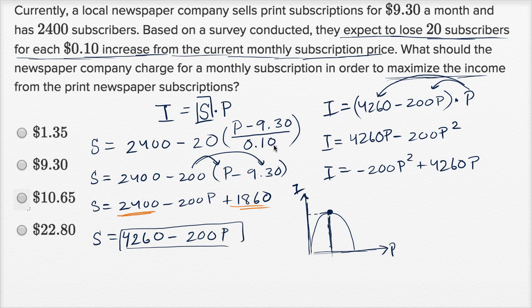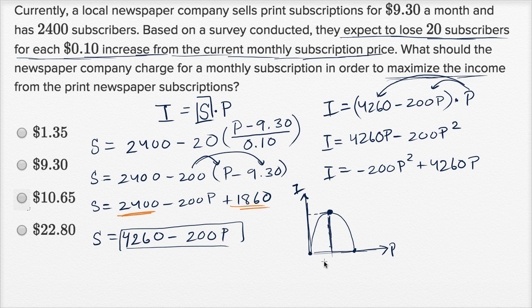And let's just remind ourselves how we can find the vertex of a parabola. There are multiple ways to do it. You could find the roots. You could find the x values that make this function equal 0, and then the vertex is going to be halfway between those points. That's one way to do it.